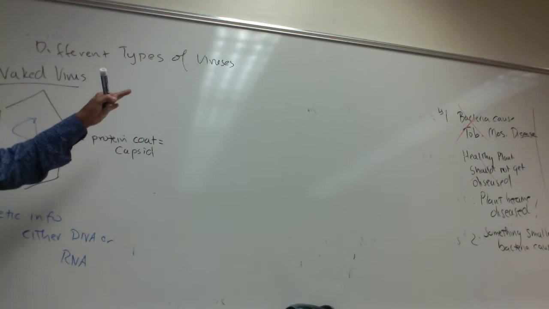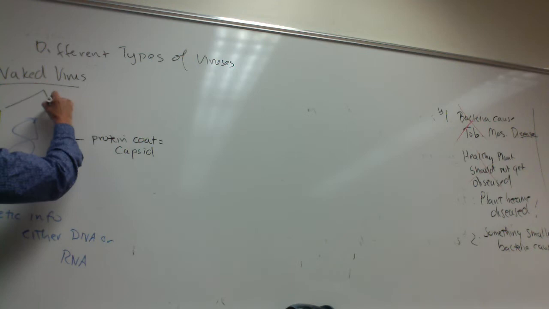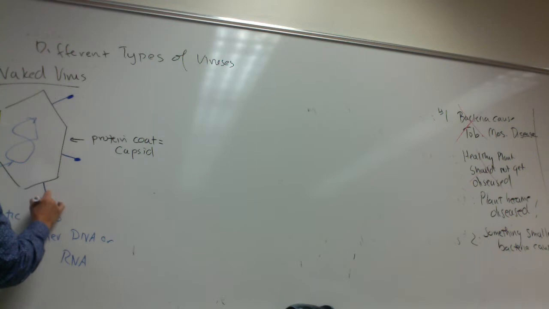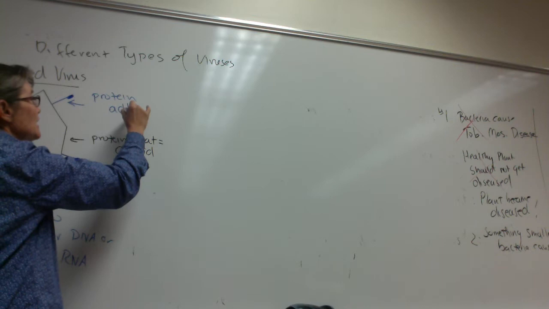Now, folks, for a virus to invade a cell, they first have to attach to the cell. And this is very specific. So the surface of the virus has to have specific proteins. I'll make them really, really elaborate here. So these are little protein spikes. And these little protein spikes are going to be the adhesins. What does adhesin sound like? Adhesive tape to stick, right?